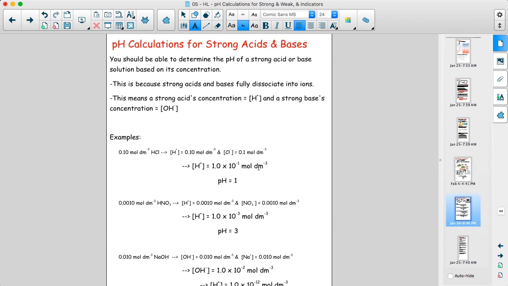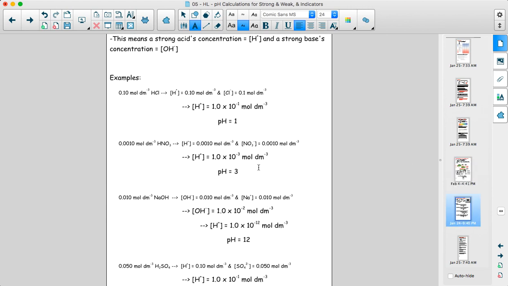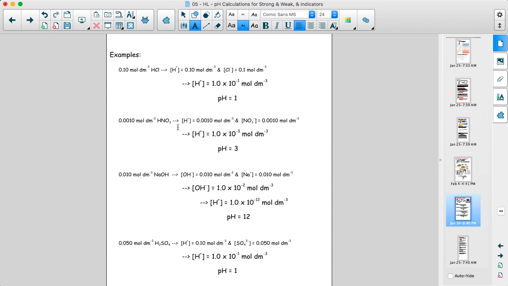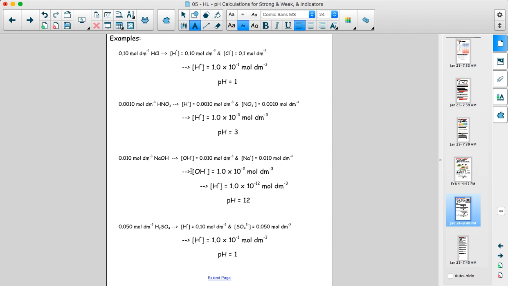Okay. So we can do other examples. It's all the same. 0.1 molar means 0.1 molar H plus. That means pH 1. Nitric acid, 0.001. That's the same as 10 to the minus 3. So 10 to the minus 3 is pH 3. Here's an NaOH example. This is 0.01 molar NaOH. So that's going to be like 10 to the minus 2.